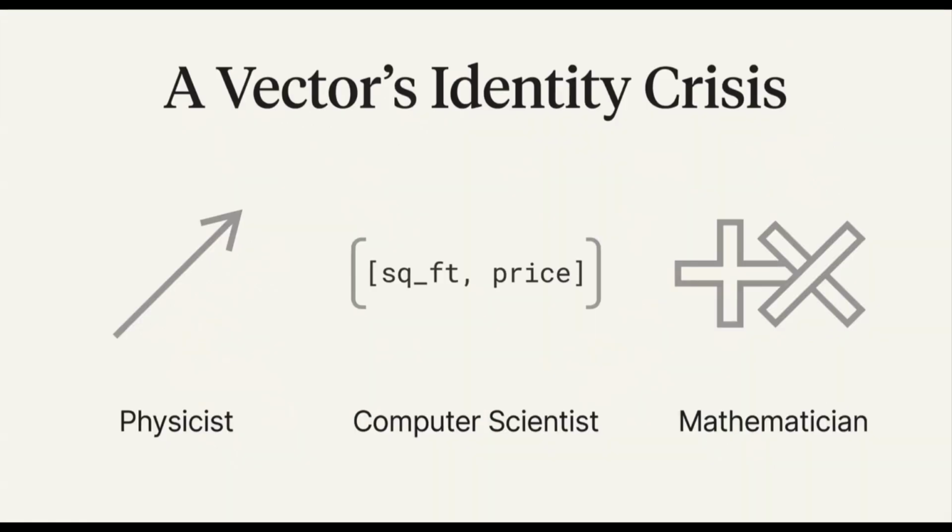The confusion usually starts here. Ask a physicist what a vector is. They'll draw an arrow. Ask a computer scientist. They'll show you a list of numbers. Ask a mathematician, and you'll get abstract notation. Same word. Three different mental models. And AI quietly uses all of them at once. The key to understanding vectors in AI is realizing they're not either arrows or numbers, they're both.